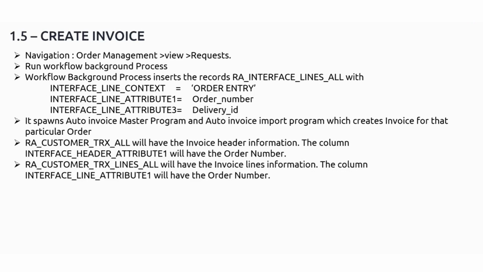When you run the Auto Invoice Master program, you can also run it for a specific order. We have an option to pass the order number, and when you pass the order number, the Auto Invoice Master program will only run and try to create the invoice for that order. It will not pick up any other line. If you pass the batch source, like order entry, you can create the invoices for all the orders having a particular source.